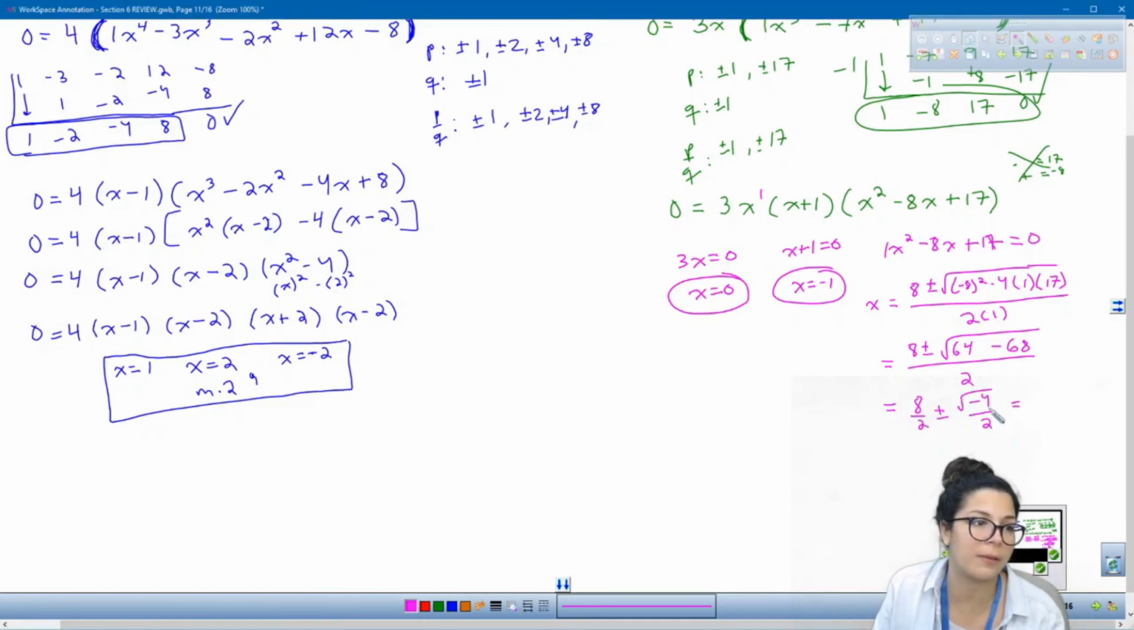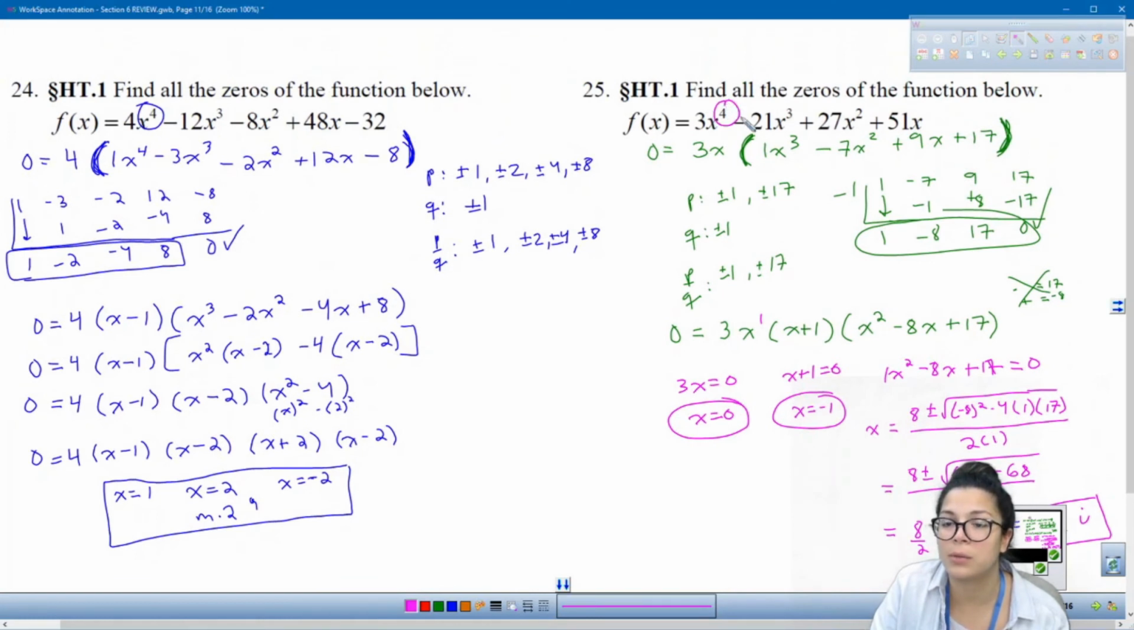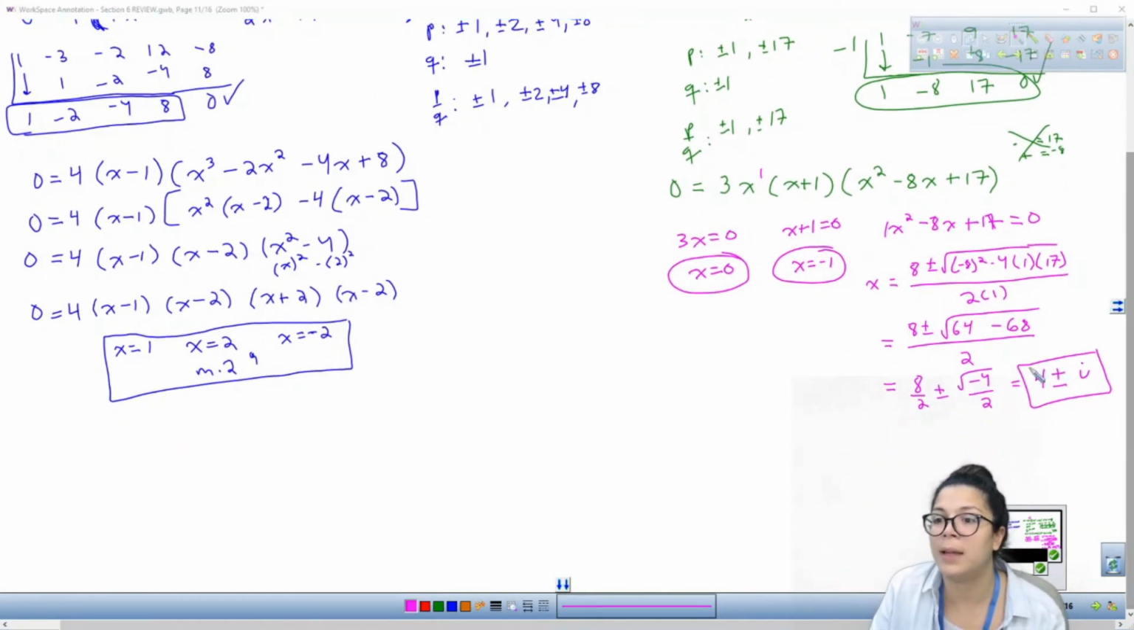What is the square root of negative 4? The square root of negative 4 is 2i. The square root of 4 is 2, and the square root of negative 1 is i. So we have 8 divided by 2, which is 4, plus or minus 2i divided by 2, which would just be i. So we have 4 zeros. Here's one, here's another one, and then 4 plus i is the third one, 4 minus i is the fourth one. So that's all 4.